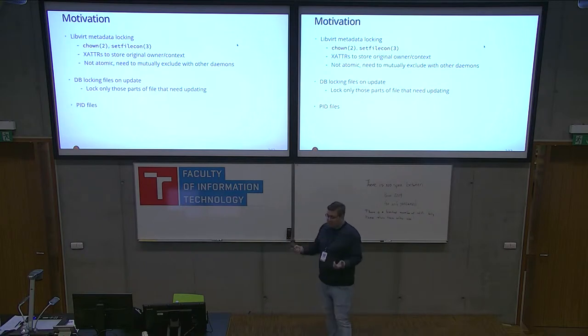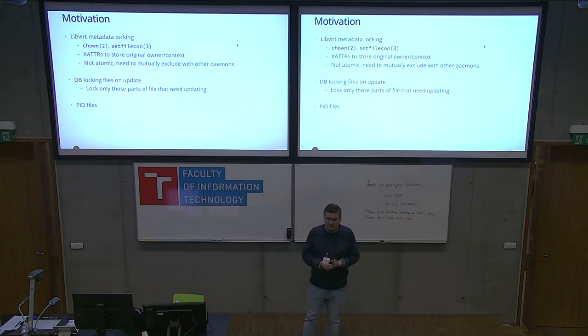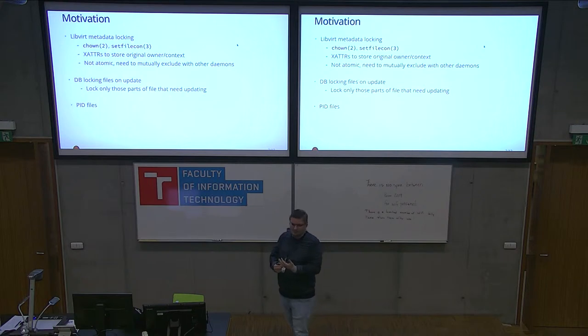And the third typical example where you definitely need file locking are pid files. So, question: imagine that you have a daemon that is supposed to be running as only one instance at most in your system. How would you achieve that? Anybody knows the answer?